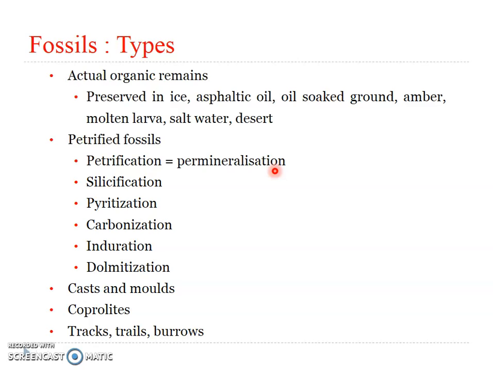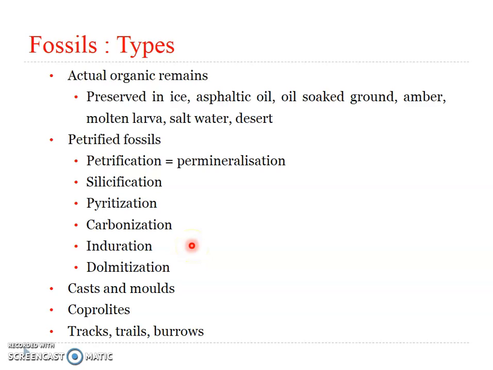Texas, USA. There are different types of minerals involved in the formation of petrified fossils, and the chief among them is silica. When it is involved, we call it silicification. Silicification is a type of petrification where silica particles replace the parts of living organisms. Then we have the iron pyrites. When iron pyrites are involved, it is known as pyritization. Then calcium carbonate and double carbonates of calcium, magnesium, etc.